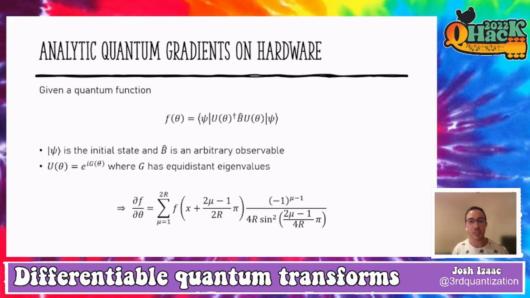All we need to do is take that quantum function and evaluate it at different points, take a linear combination of those different evaluations with different coefficients, and construct that linear combination, and that gives us the gradient. So this is a neat result because it means that the hardware we're using to evaluate the quantum function can also be used to extract the quantum gradient.